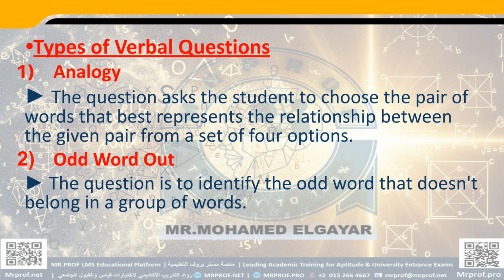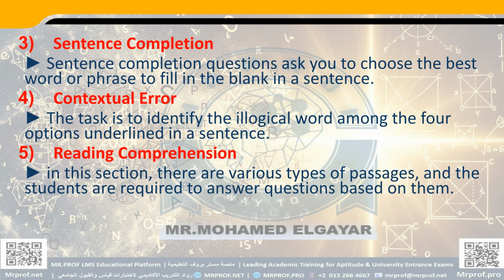Analogy questions ask you to choose the pair of words that best represents the relationship between a given pair. Odd word out questions require identifying the word that doesn't belong in a group. Sentence completion questions ask you to fill in a blank with the best word or phrase. Contextual error tasks involve identifying an illogical underlined word in a sentence. Finally, reading comprehension requires answering questions based on various passages.